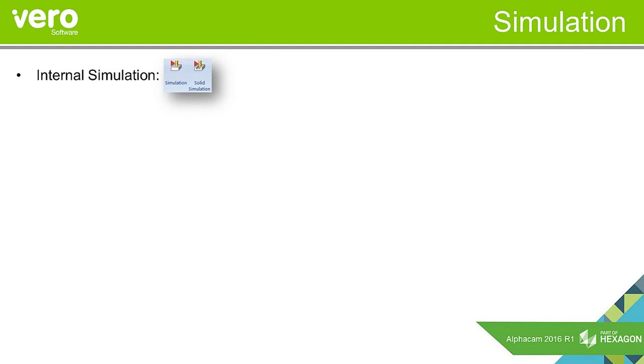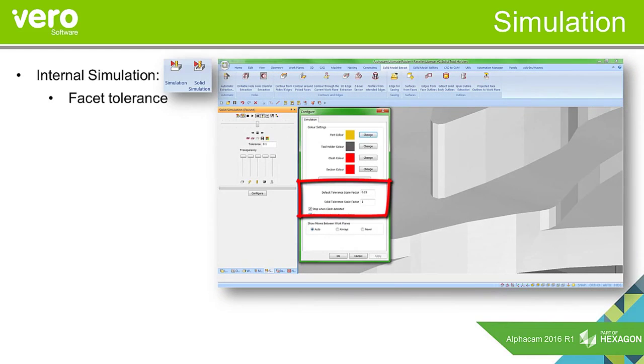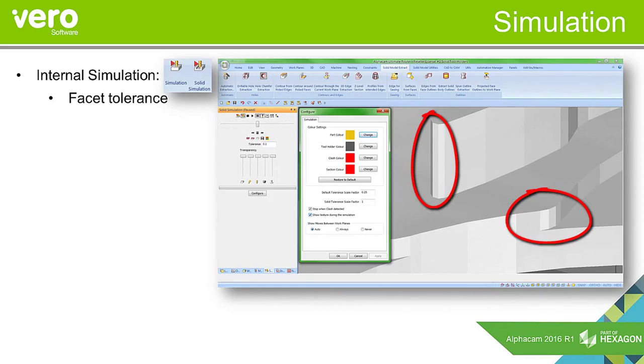If we start by looking at the internal simulation, we can see here on the configure dialog we've added some options for scale factors. This is basically introducing a facet tolerance. So if we look at the areas indicated in the material in the simulation, we'll see that with a solid tolerance scale factor of 1, they're quite faceted. If we now look at changing that scale factor down to 0.1, we can see how the quality in the indicated areas has improved.